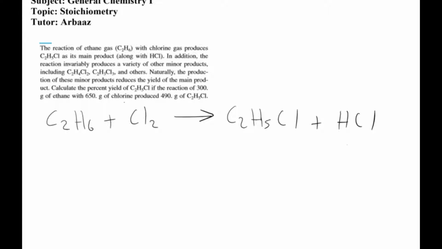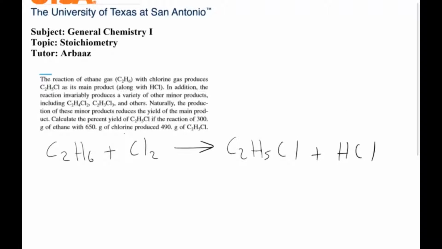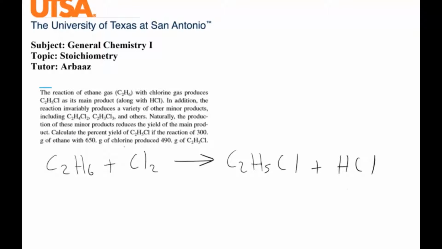And so the first step in a question like this is to go ahead and write down the main chemical reaction, the one that we're interested in, and then go ahead and balance it. In this case, the reaction as shown is already balanced, but in other cases, you would have to make sure that it's balanced before you start. The second step is to write down the known information. So we had 300 grams of ethane reacting with 650 grams of chlorine to produce 490 grams of the chloroethane.